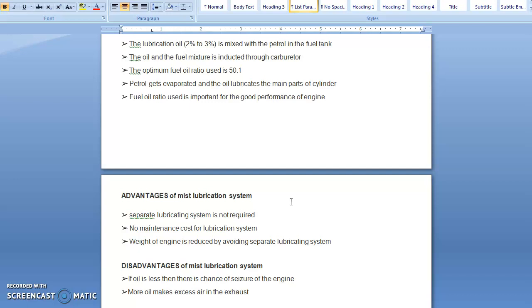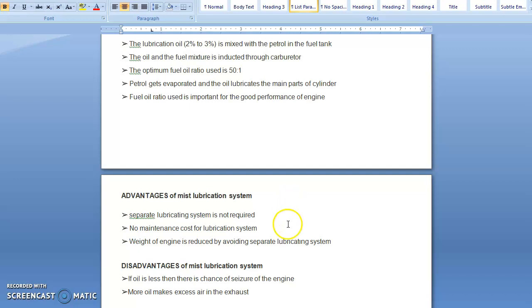So now let's describe the advantages of this gravity type lubricating system. Here in the gravity type, a separate lubricating system is not required. Number 2, no maintenance cost of the lubricating system. Number 3, the weight of the engine is reduced by avoiding a separate lubricating system.